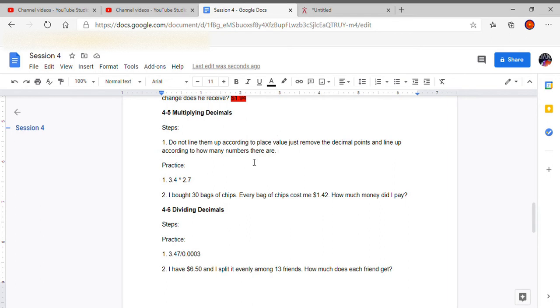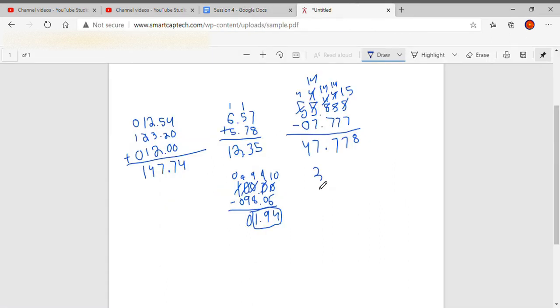So 3.4, this sign means times 2.7. So we learned we can forget about the decimal points. So it can just be 34 times 27. But we will have to add it back later. So ironically, it is lined up according to place value because they both have 2 digits. So let's just multiply the normal way.